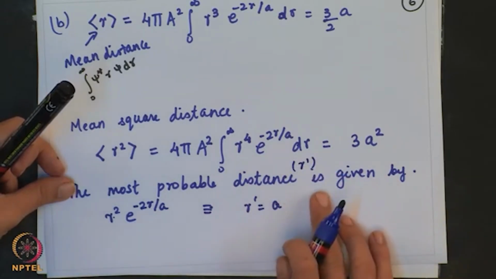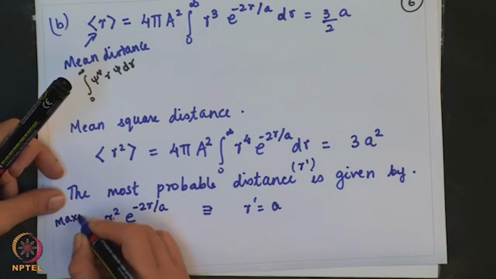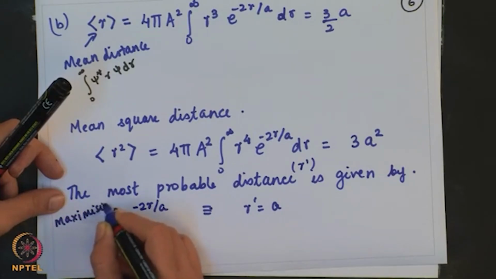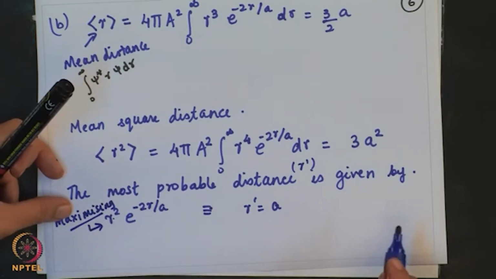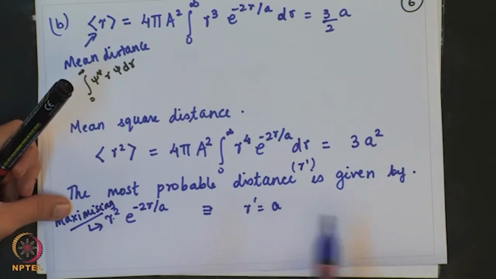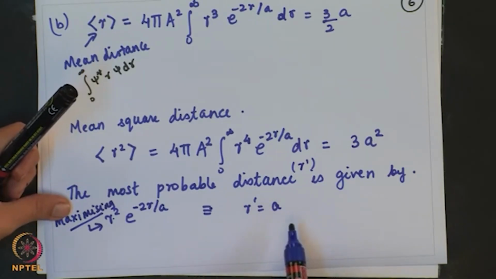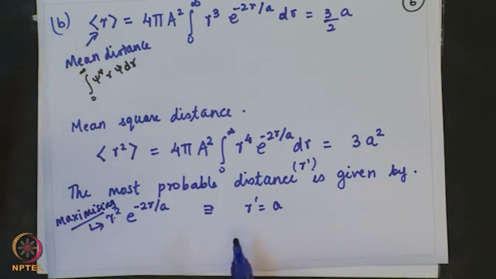So, that r prime is given by maximizing this quantity. When you maximize this quantity, this will lead to r prime equal to a. So, the most probable distance is equal to small a, which is nothing but the Bohr's radius, which we have evaluated.